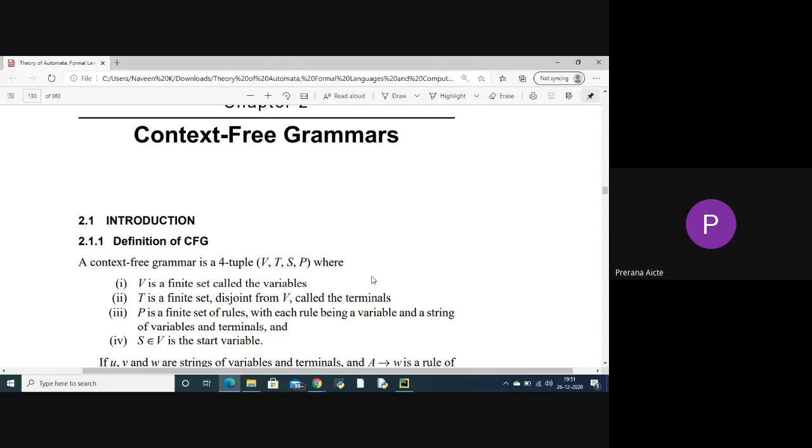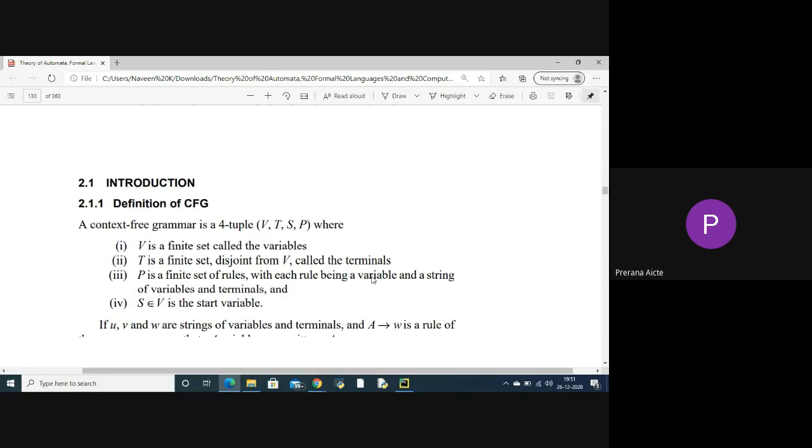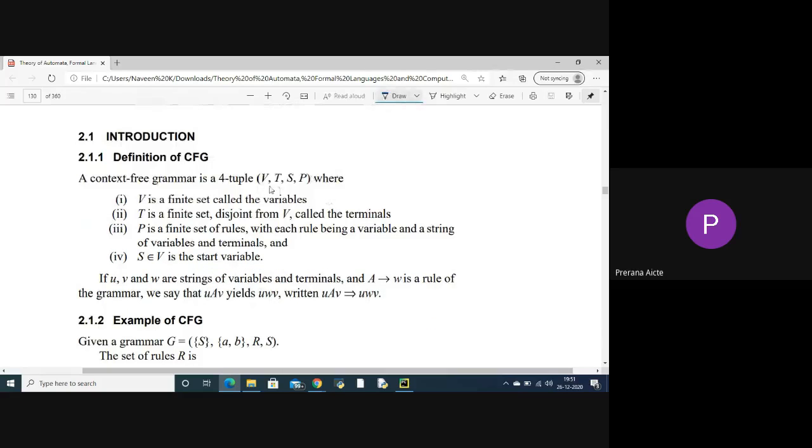Okay, good evening. In the previous class, we discussed context-free grammars and context-free languages. As we discussed earlier, a context-free grammar is a four-tuple (V, T, P, S), where V is a set of non-terminals, T is the terminal symbols, P is the productions, and S is the starting symbol in the given productions.